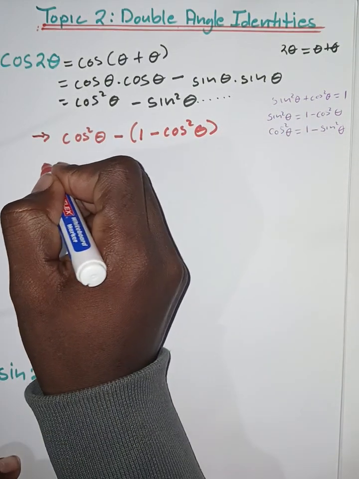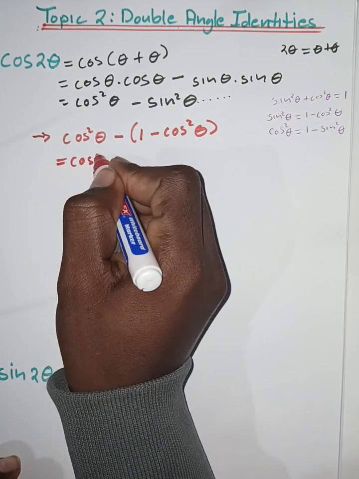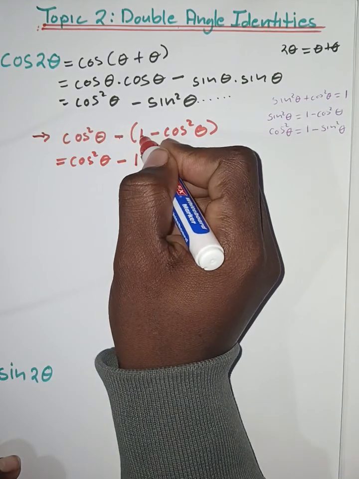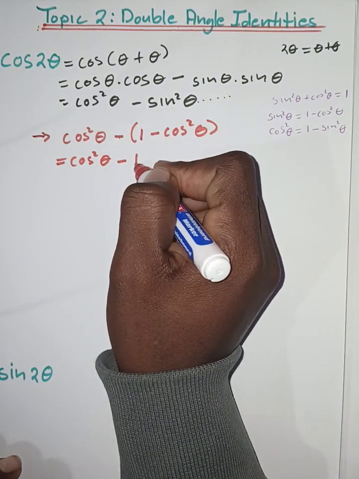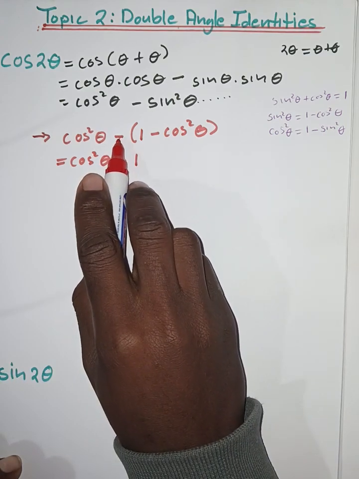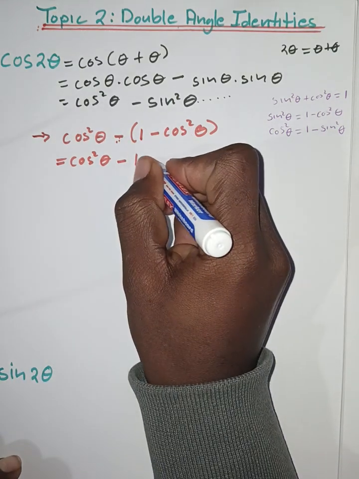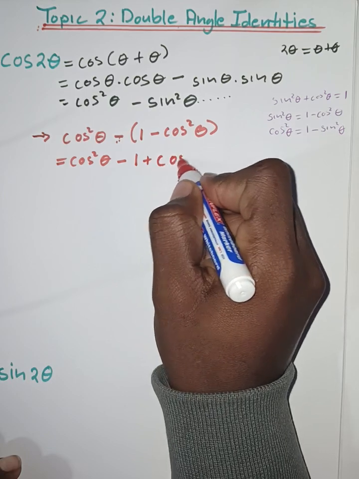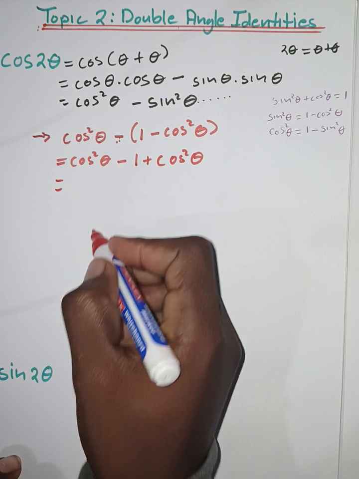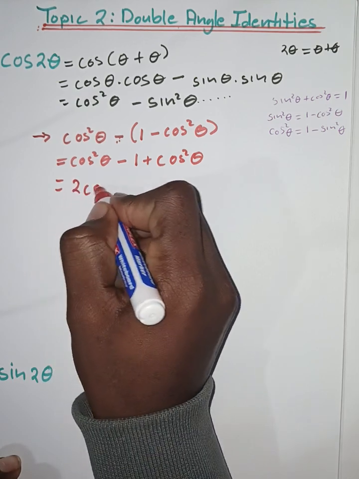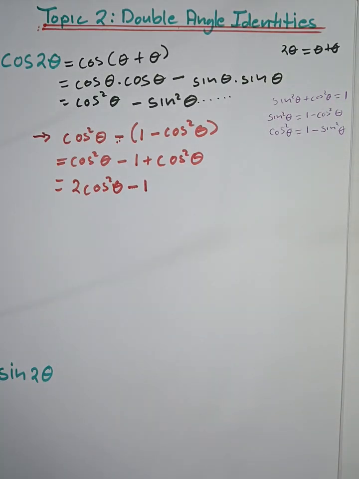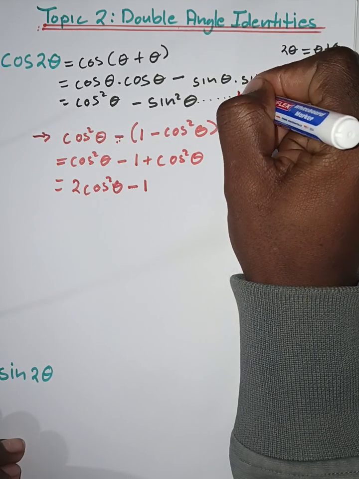Now if you simplify that, you would have a cos squared of theta minus 1. Remember that negative, of course, gives us negative 1, and if we multiply that negative and that negative, that will give us a positive, so this will become positive cos squared of theta. Those two are like terms, so I would have 2 cos squared of theta minus 1. So this is the first version.